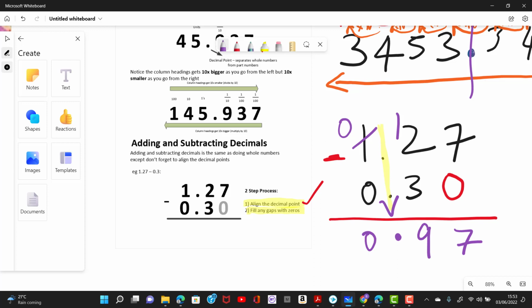Okay, and that's it. So just remember the two steps: line up the decimal point and fill any gaps with zeros. And we'll concentrate on the next topic on decimals in the next video.